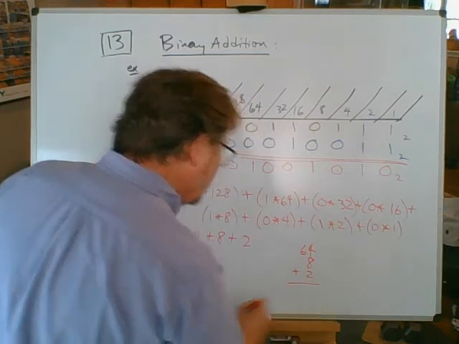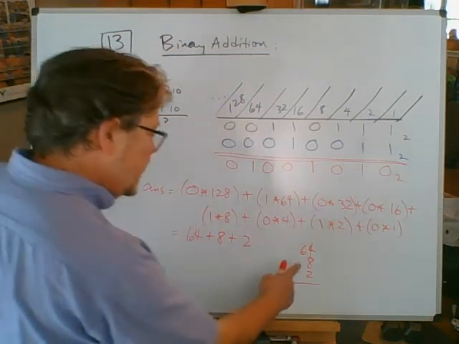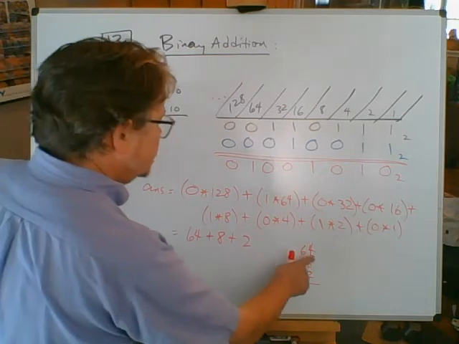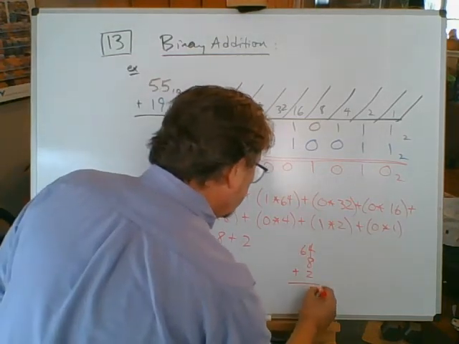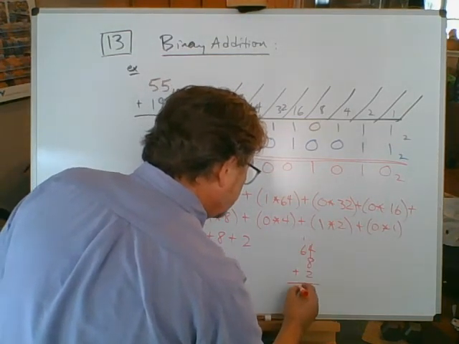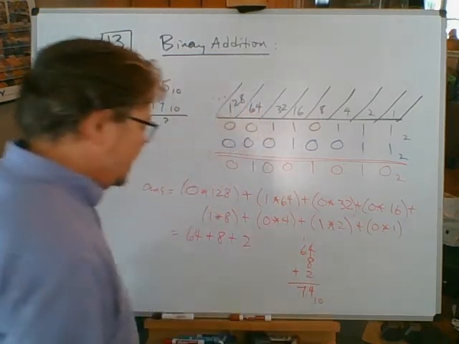Now, a more natural alignment for me. 8 plus 2, I can do that. 10. 10 plus 4 is 14. Put a 4, carry a 1. 6 plus 1 is 7. 74 back in good old base 10.